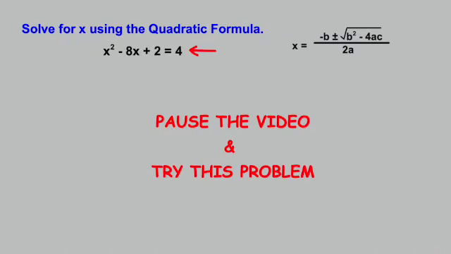You're going to get the chance now to actually use the quadratic formula on your own, and then afterwards I will show you my solution. So the equation is x squared minus 8x plus 2 equals 4. And keep in mind, once again, this must be equal to 0. So you're going to have to figure out what to do to turn a 4 into a 0. Go ahead, pause the video, try this problem on your own.